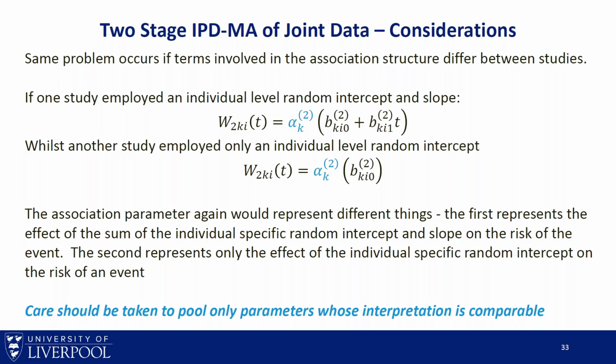So our first study employed an individual level random intercept and random time term in the longitudinal component. The second study only included an individual level random intercept. Both used a random proportional association structure, but the terms linking the two submodels are again different. Again, if you pool these two association parameters, you are assuming that the effect of individual specific slopes on risk of an event is negligible. So care should be taken to only pool parameters whose interpretation is comparable, because otherwise your assumptions about what has an effect on risk of an event can be quite strong.